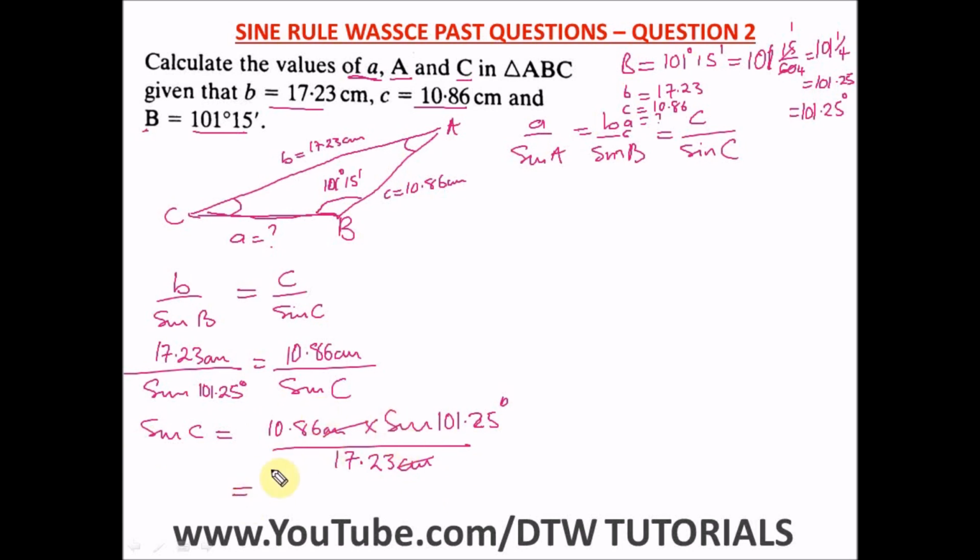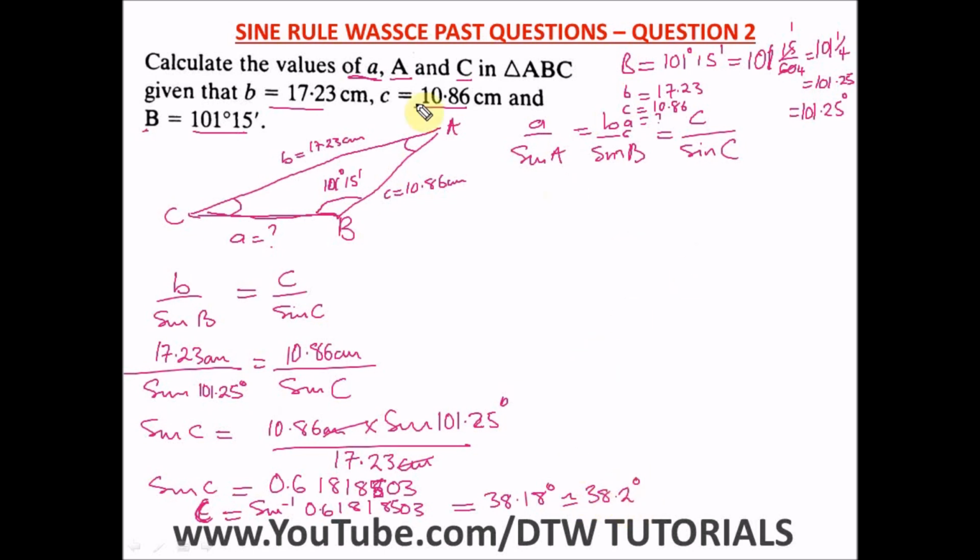Let's punch it into our calculator to get the value of this. When you punch it in, you're going to get 0.61818503. So sine C is equal to this. So our big angle C is definitely the sine inverse of 0.61818503. The sine inverse of this will give us 38.18 degrees.